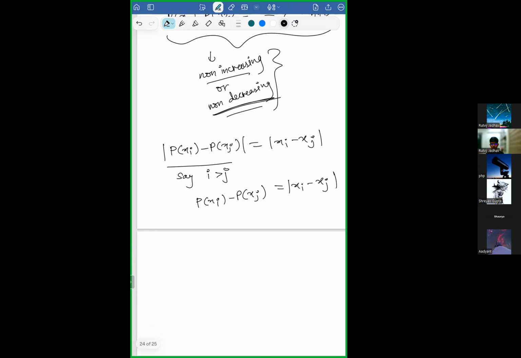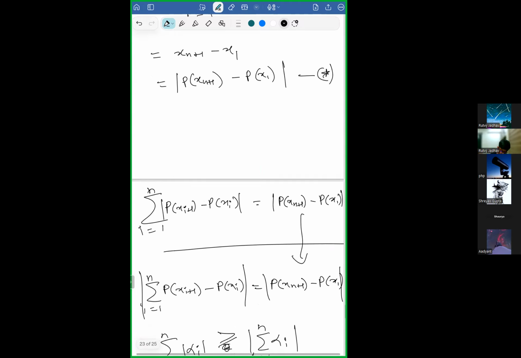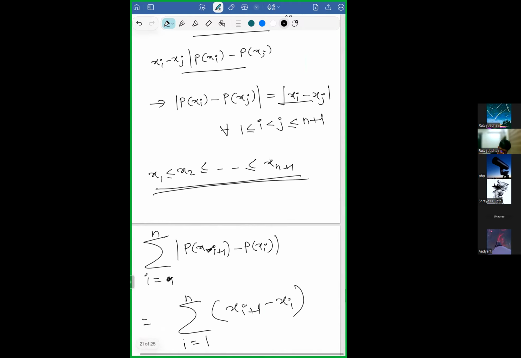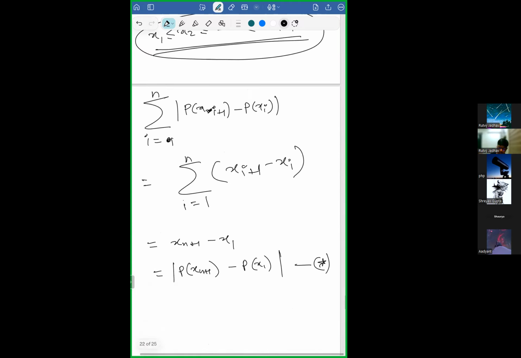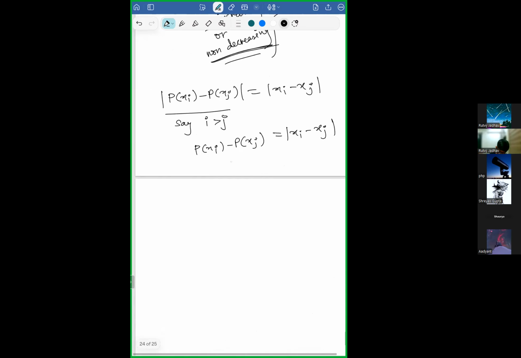If you see, we had also assumed that xi is here. We had said this also, right? So we can combine this. We can use this here to get p of xi minus p of xj equals xi minus xj. We removed the mod basically now. Now we have the same thing but without mod.